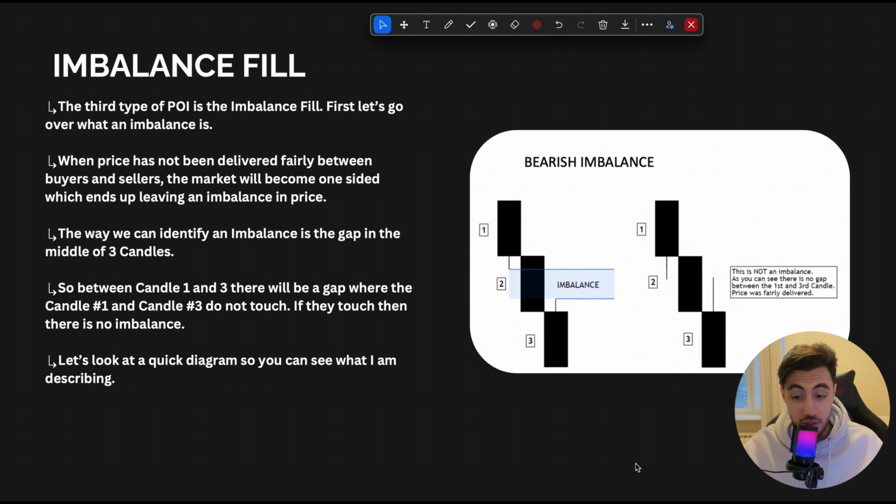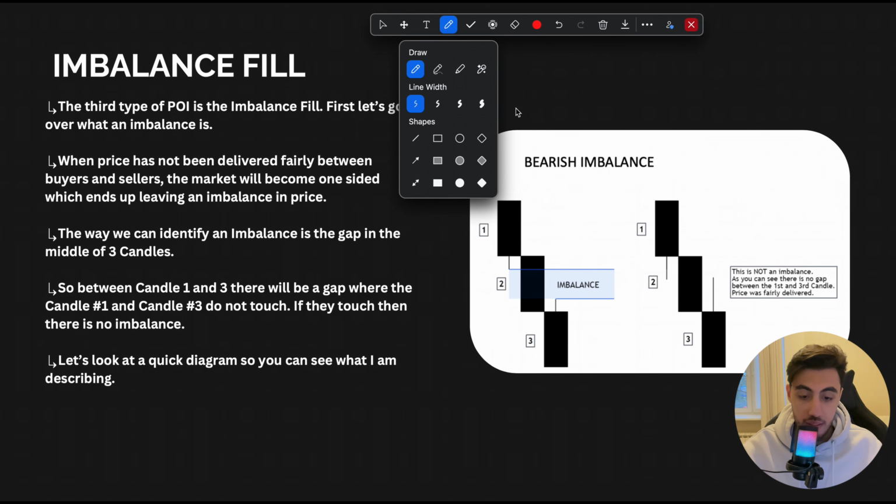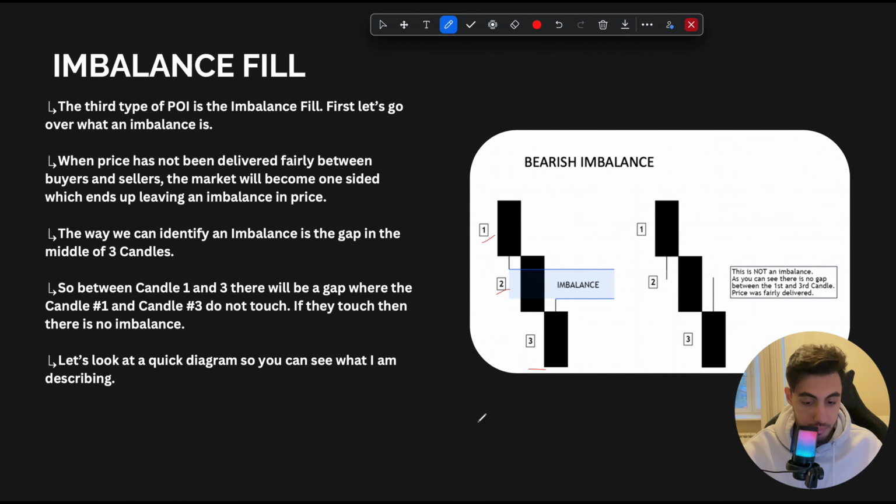The third type of POI is imbalance, or fair value gap. It's the same name. So it's going to be too simple. When price has not been delivered fairly between buyers and sellers, the market will become one-sided, which ends up leaving an imbalance in price. So let's say we have three candles here, okay? Between the first candle wick and the third candle wick, we have a gap here. So this gap, we're going to call an imbalance.